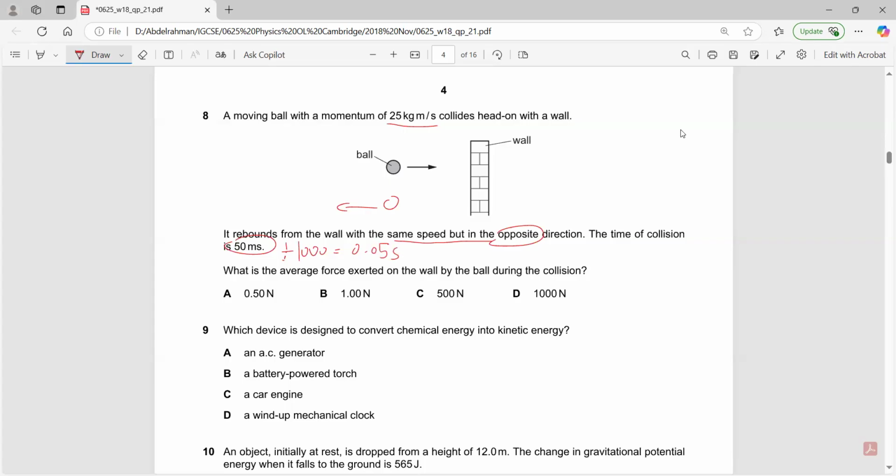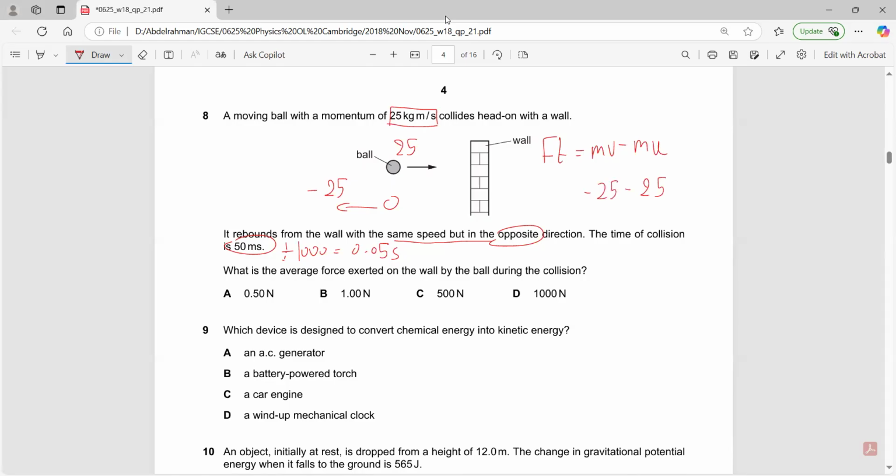How can I find the average force? Using the impulse equation: force times time equals mv minus mu. What's mv and what is mu? mv and mu are both momenta. The initial momentum was 25 kg·m/s. What about the final momentum? It was also 25, but it was negative 25. Why? Because it has changed the direction. So initially, mu was 25 and the final was negative 25.